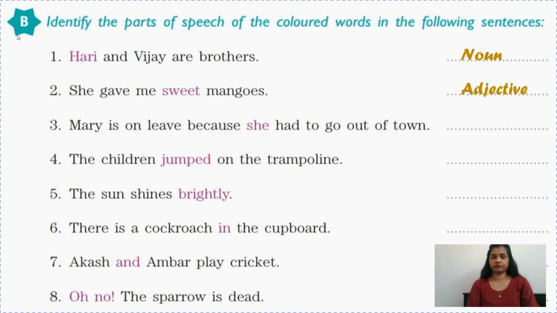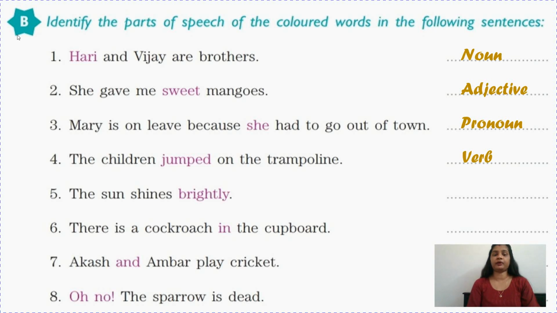Mary is on leave because she had to go out of town. See children, we have to tell about she. Who is she here? Mary. So Mary is noun, and the word which takes place of a noun is a pronoun. So she will be pronoun. The children jumped on the trampoline. Jumped. So children, do you think some activity is going on here? Some work is going on here? So we have learned that it is a verb. Verb is an action word or doing word.